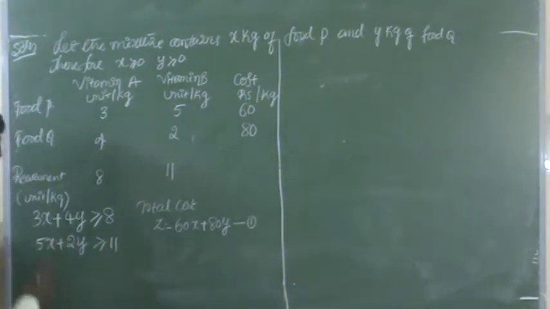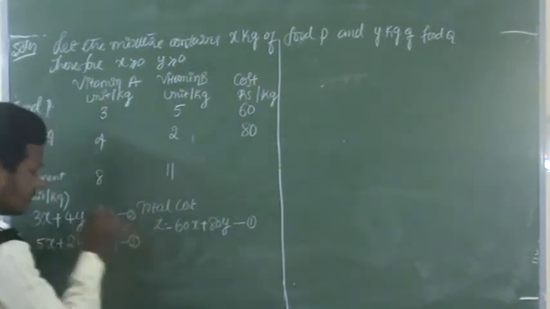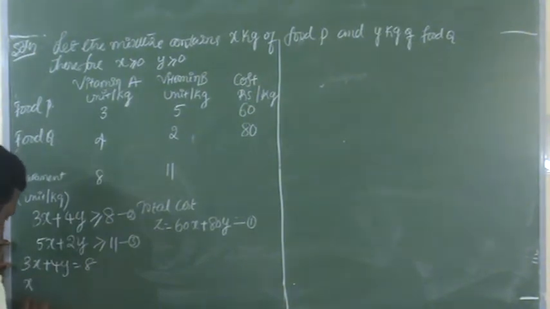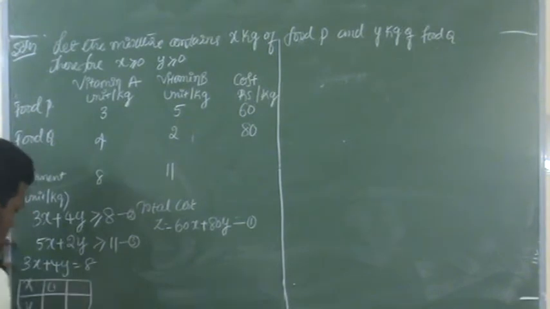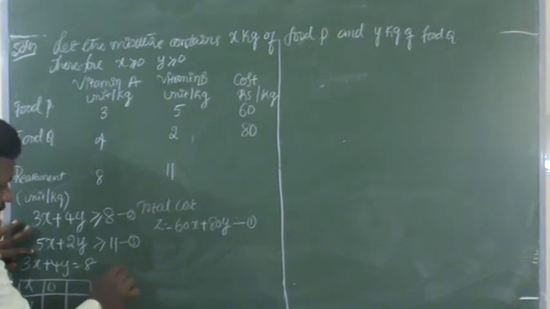Okay, now for the first equation, this is second and third. For the second equation, 3x plus 4y is equals to 8. When x is equals to 0, what is the y value? The y value is equals to 8 divided by 4, that is 2.